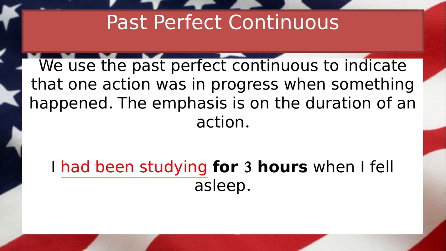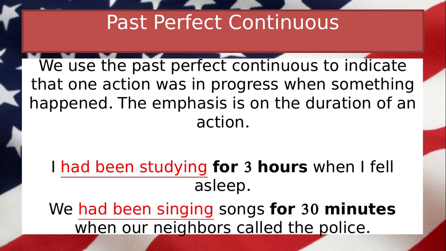We need to use the past perfect continuous when we have the duration of the event. The example is, I had been studying for 3 hours when I fell asleep. As I mentioned the duration of the event, I have to use the past perfect continuous. I had been studying. We had been singing songs for 30 minutes when our neighbors called the police.